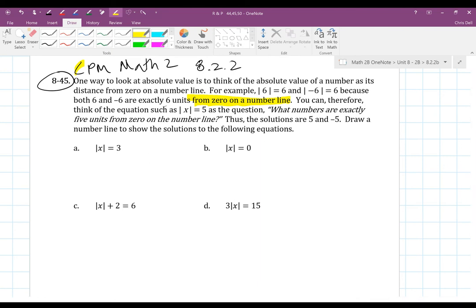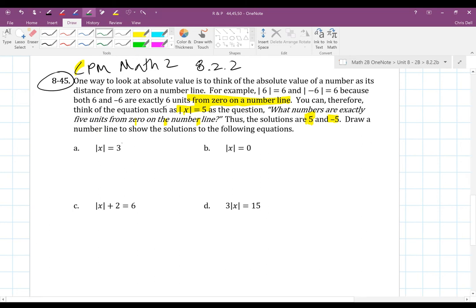So you can therefore think of an equation like the absolute value of x equals 5 as this question: what numbers are exactly 5 units from 0 on the number line? Thus, solutions are both 5 and negative 5. So you have two solutions to an absolute value equation. Draw a number line and show the solutions to the following equations.